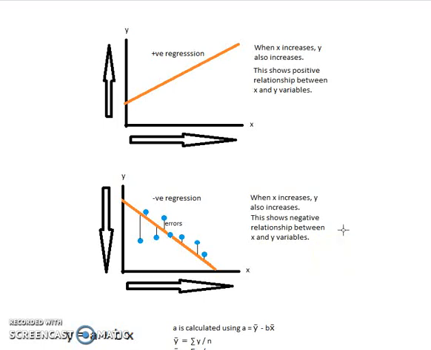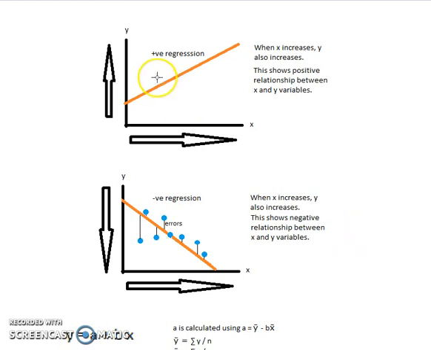Hi, this video tutorial is about regression analysis. Here we're going to consider linear regression. Regression analysis involves two variables, and we try to predict how one variable changes on the basis of the other variable.